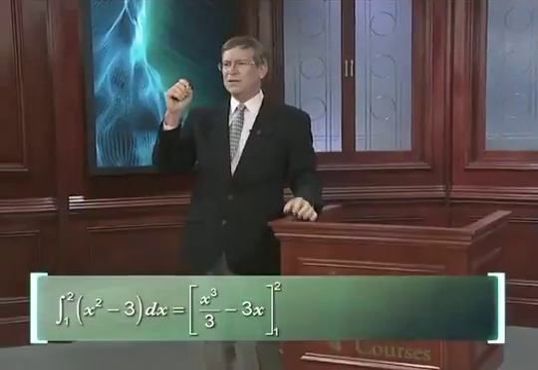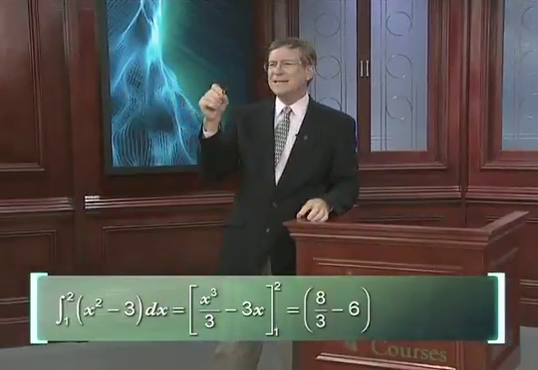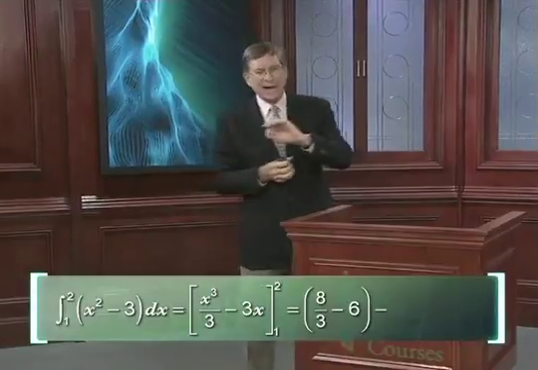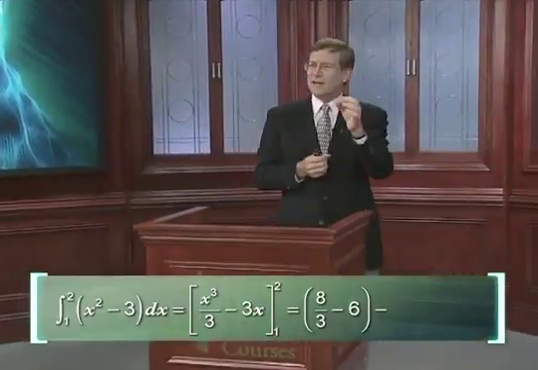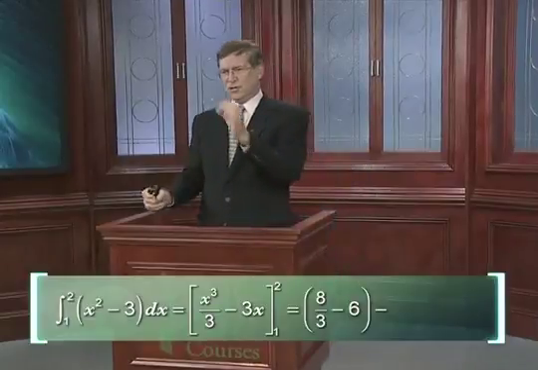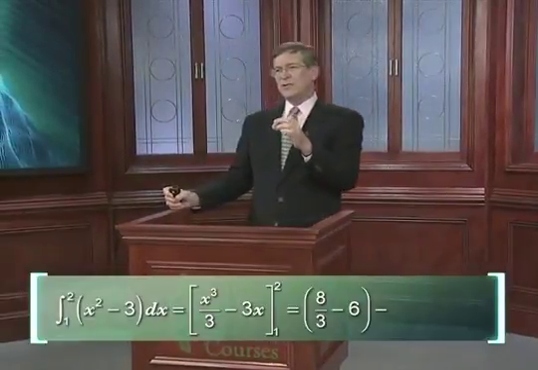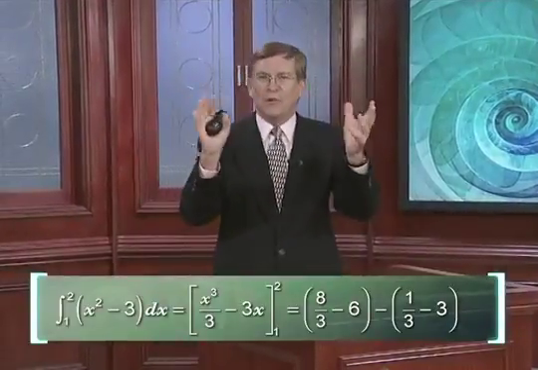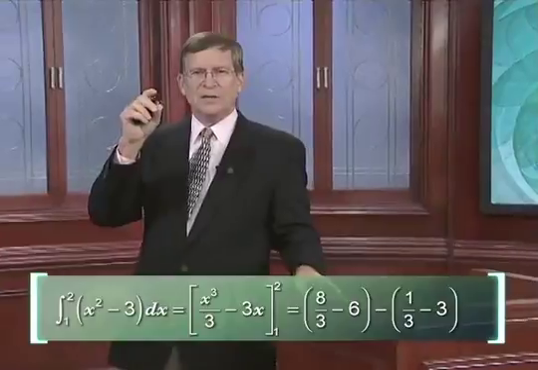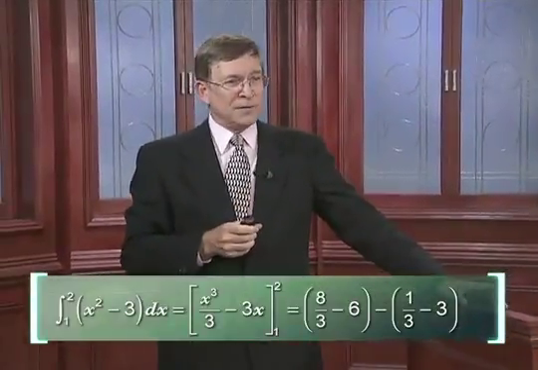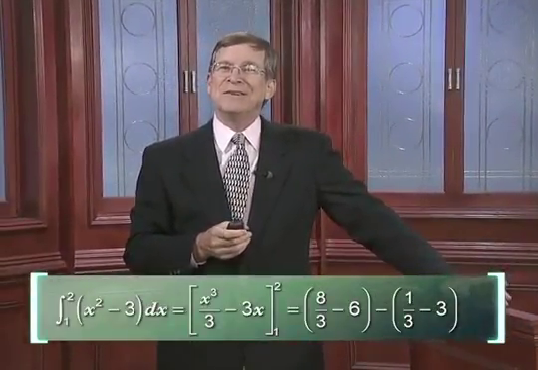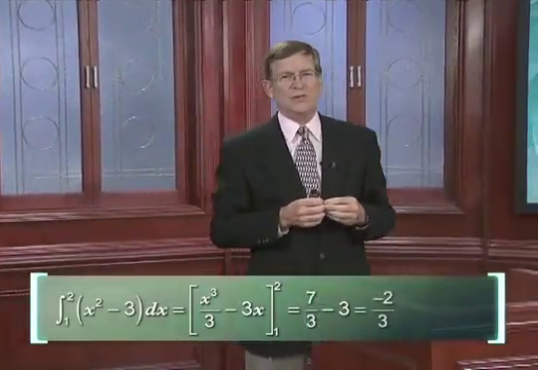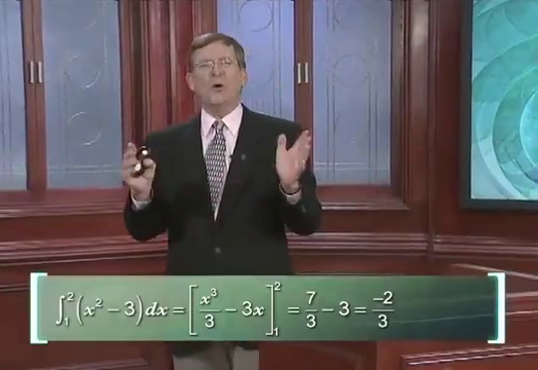And then you take x cubed over 3 minus 3x, and first plug in the 2, and you get 8/3 minus 3 times 2, which is 6. And then you subtract off the antiderivative evaluated at the lower limit of integration, evaluated at 1, and that turns out to be 1/3 minus 3. And then you simplify those pretty messy fractions. You get 8/3 minus 1/3 is 7/3, minus 6 plus 3 is minus 3, and 7/3 minus 3 is minus 2/3.